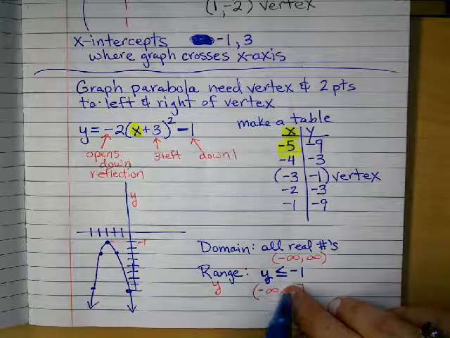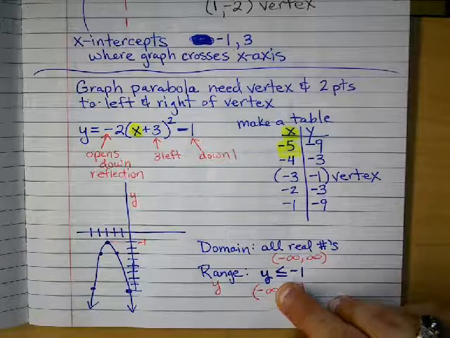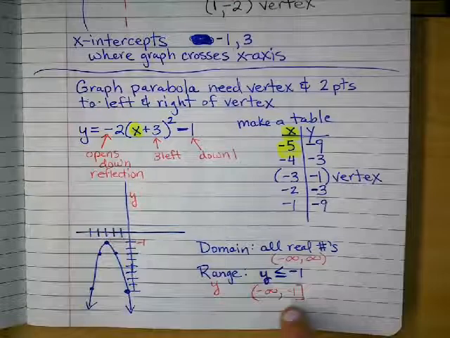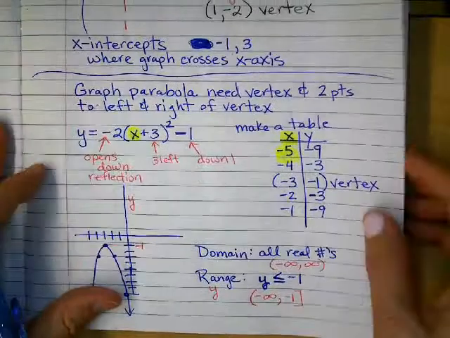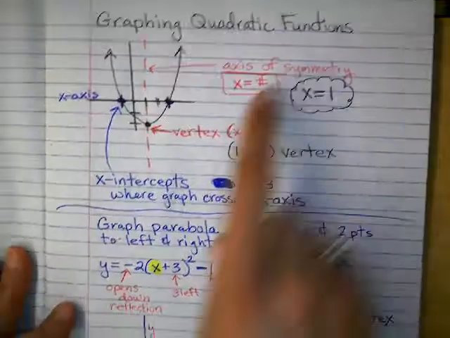So they're going to ask domain and range. They're going to have you graph things. They're going to ask you about axis of symmetry, x-intercepts. See, I'm trying to cover it all. Okay, one more thing.